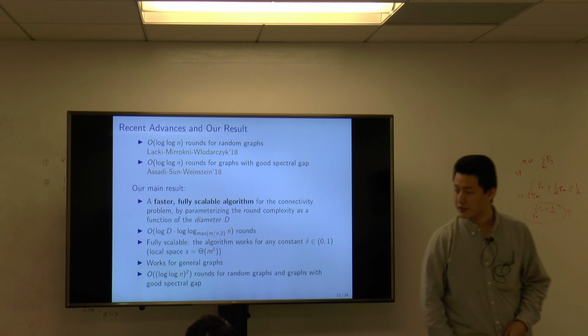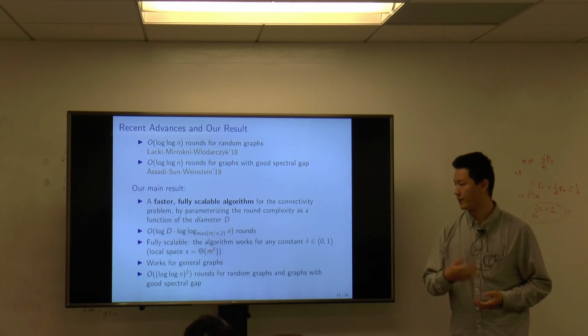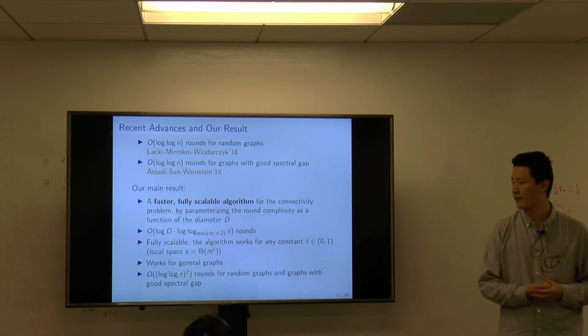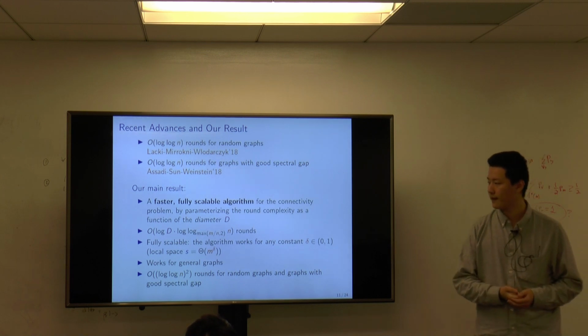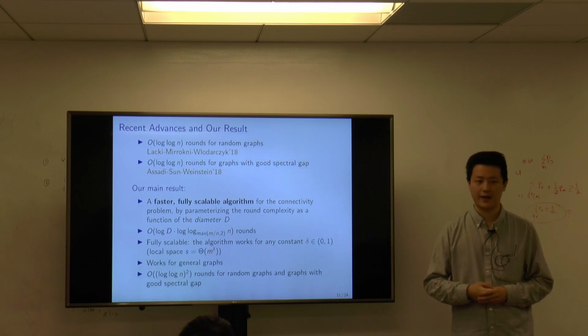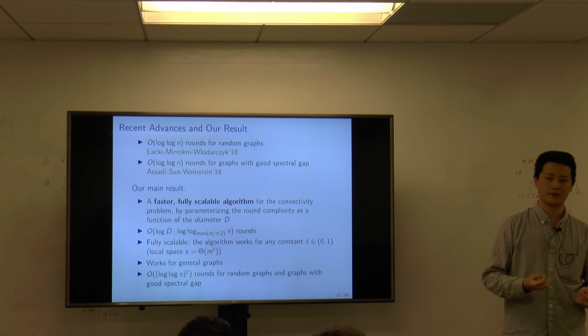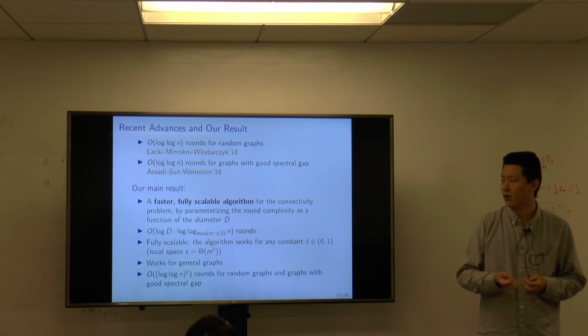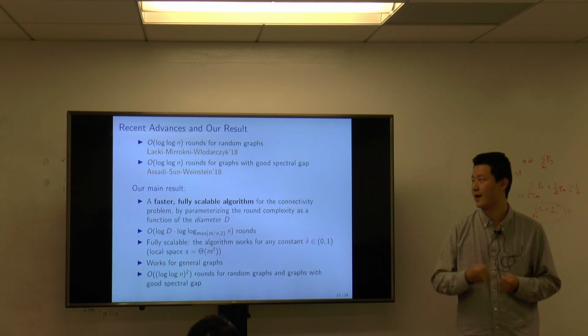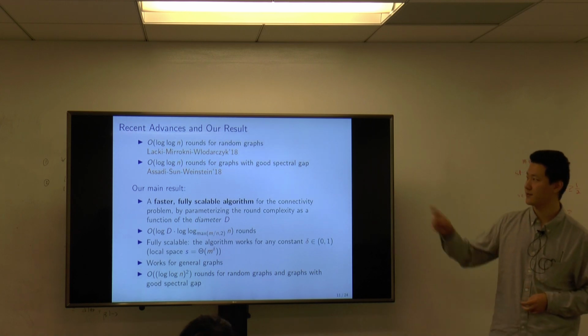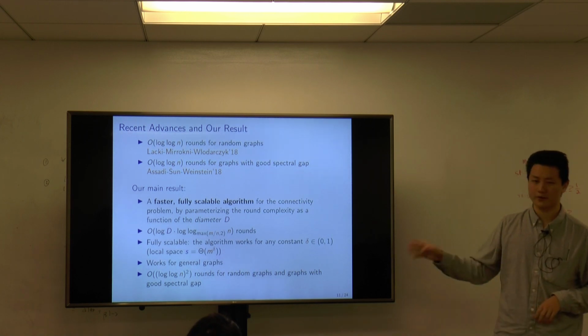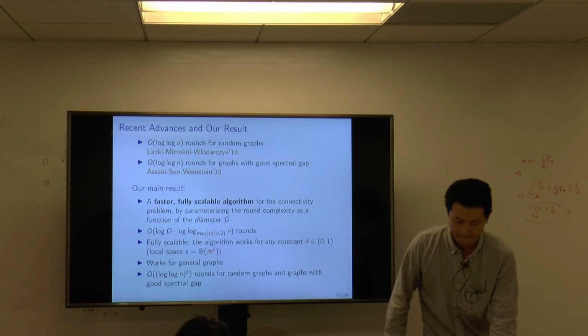For the special cases I mentioned before, for example, random graphs or graphs with a good spectrum gap, because for this kind of graphs the diameter is at most log n, our algorithm only takes log n squared number of runs. So it's just slightly worse than the algorithms I mentioned before. But our algorithm works for general graphs.